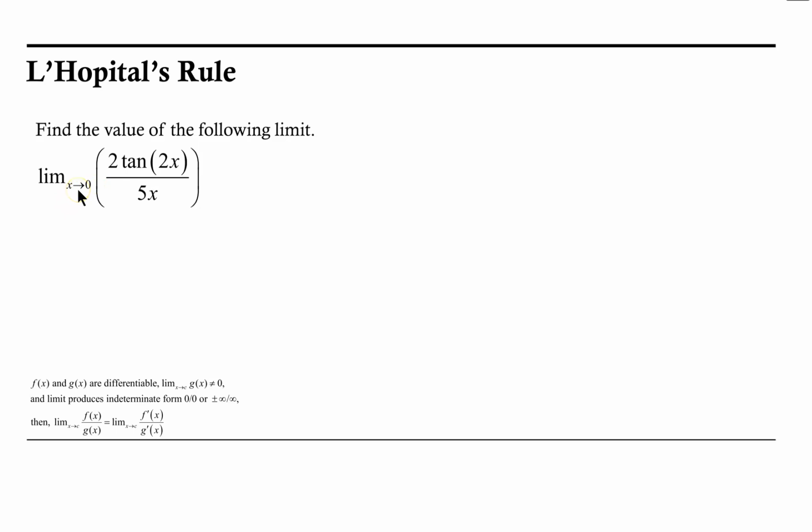As x approaches 0, 2 tangent of 2x approaches 2 tangent of 0. Tangent of 0 is 0, so my numerator here would be 0, as well as my denominator, 5 times x, would approach 0 as well. So this particular limit produces the indeterminate form of 0 over 0. And this form is appropriate for applying L'Hopital's rule. So let's go ahead and apply L'Hopital's rule.